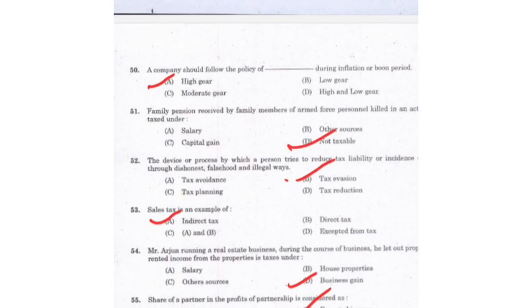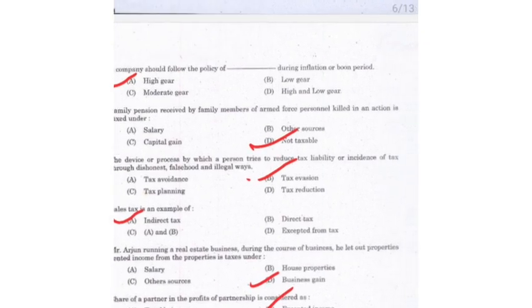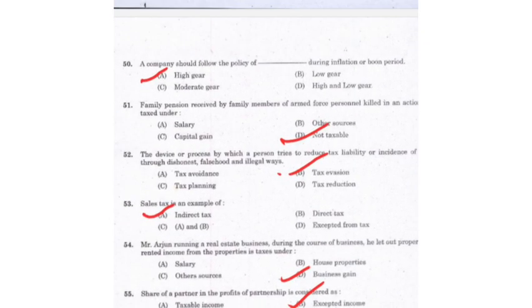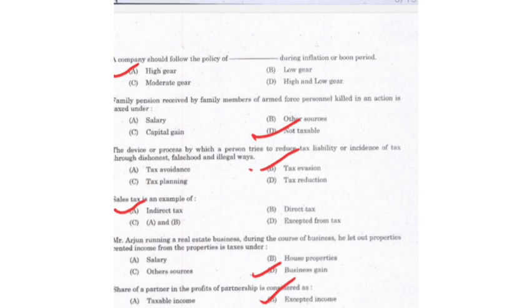And next question, family pension received by family members of armed force personnel killed in an action is taxed under salary, other source, capital gain, not taxable. Actually, in this question, the answer is not taxable. Family pension received by family members is taxed under the head income from other source. But there is an exception for armed force personnel, and that's why this income is not taxable.